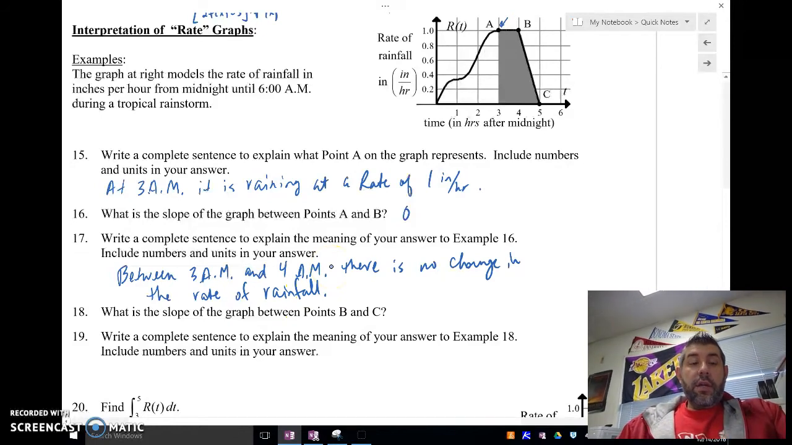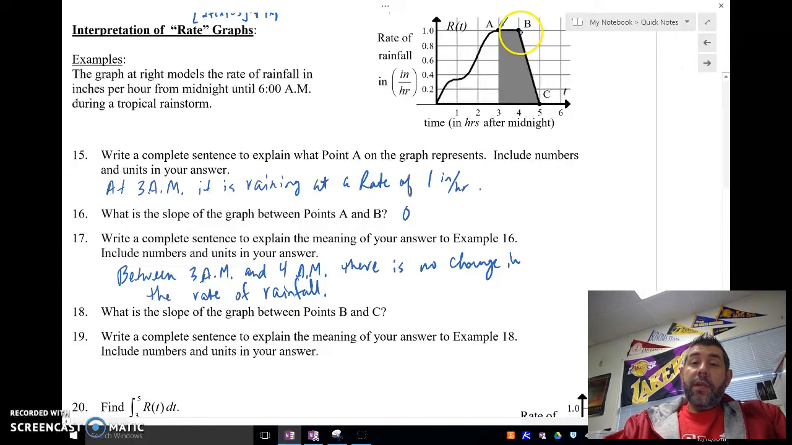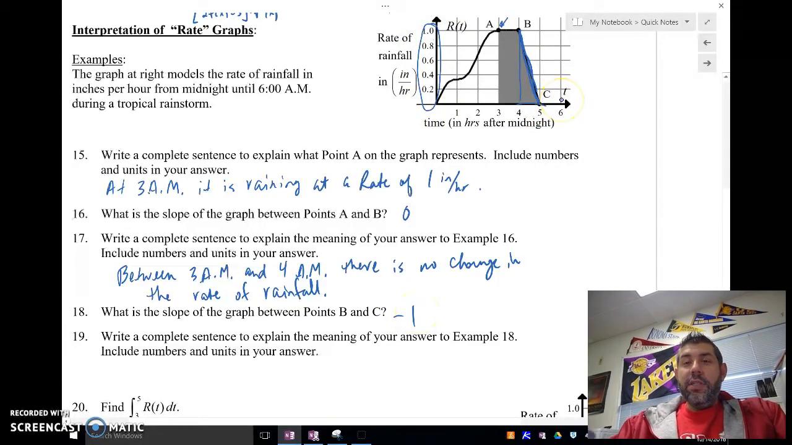Okay, so then what is the slope of the graph between points B and C? Notice here that this looks pretty steep, but really we're just going down 1 unit and over 1 unit, so the slope is going to be -1. It looks really steep, but it's not. It looks steep because we have 0.2s here and 1s here on the horizontal axis.